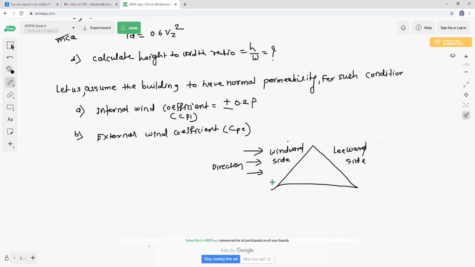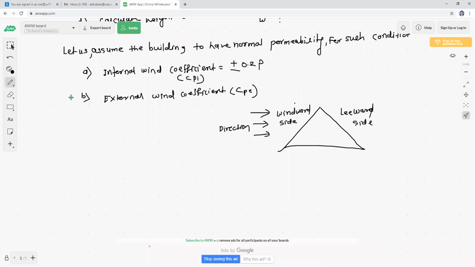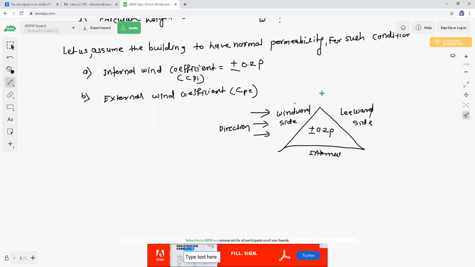So we will see first what is windward side, what is leeward side, and wind normal to ridge and wind parallel. थोडासा डिफिकल्ट पार्ट आहे, बट कीप इन युअर नोटबुक. ओके, सो जर नॉर्मल परमेबिलिटी आपण अज्युम केली तर इंटरनल कोएफिशियंट हा 0.2 p प्लस मायनस 0.2 p. इट मीन्स व्हॉट? तर या ठिकाणचा कोएफिशियंट इंटरनली 0.2 p प्लस मायनस 0.2 p असतो. So this is inside, this is the external side. So this is the internal side and this is your external side. In a truss, this is the internal side and this is external. So internally we are always assuming plus minus 0.2 p.